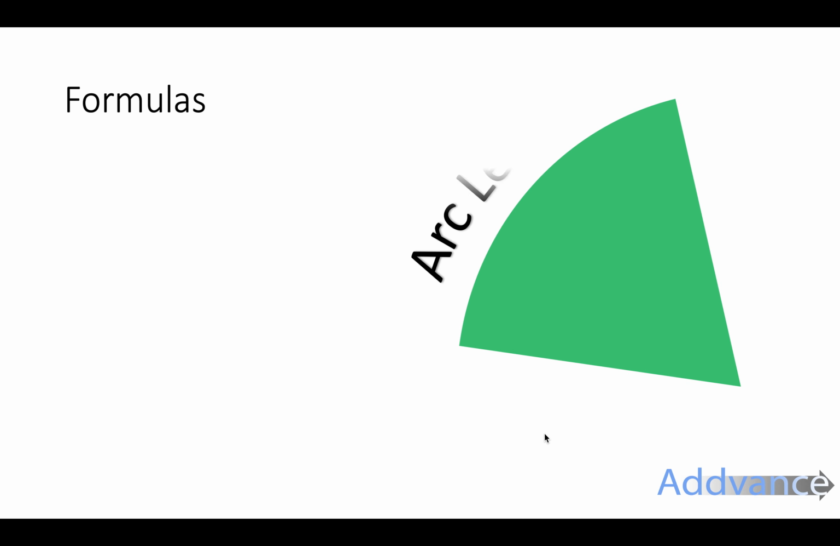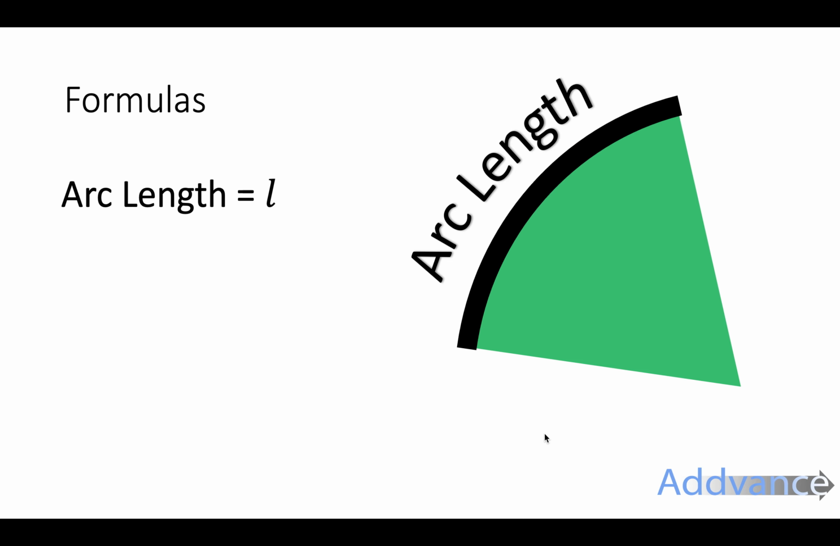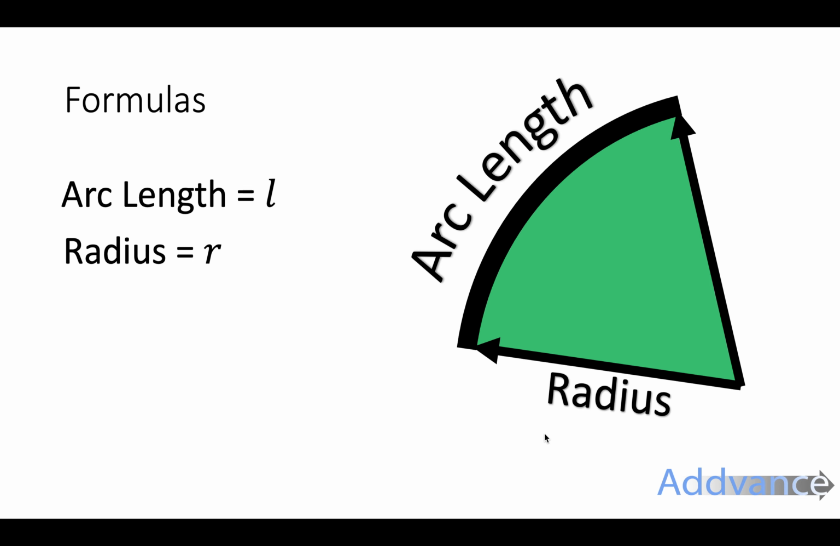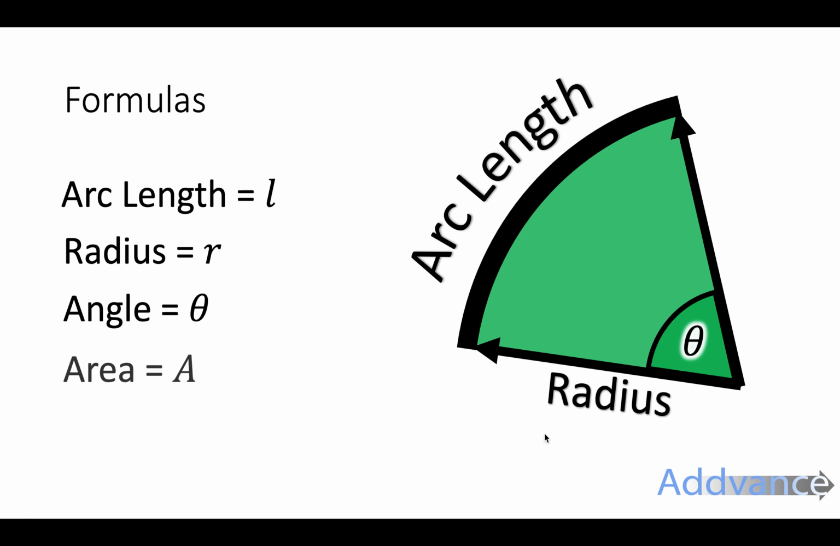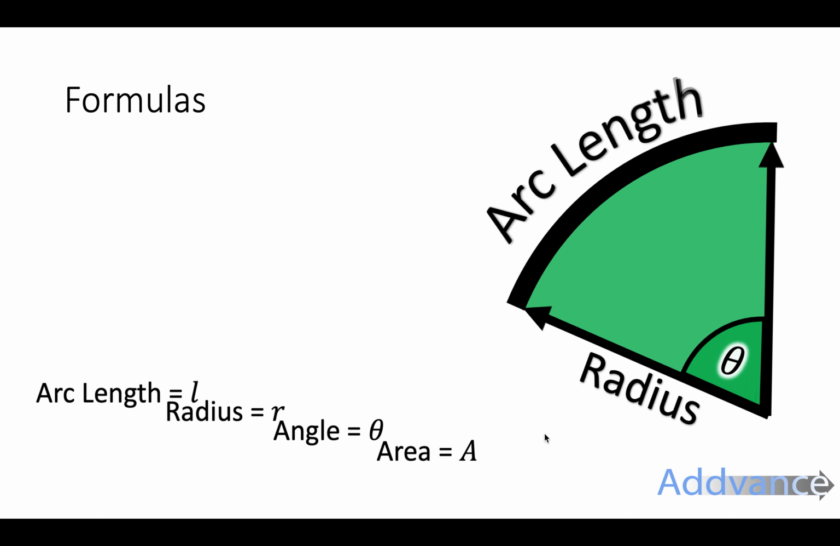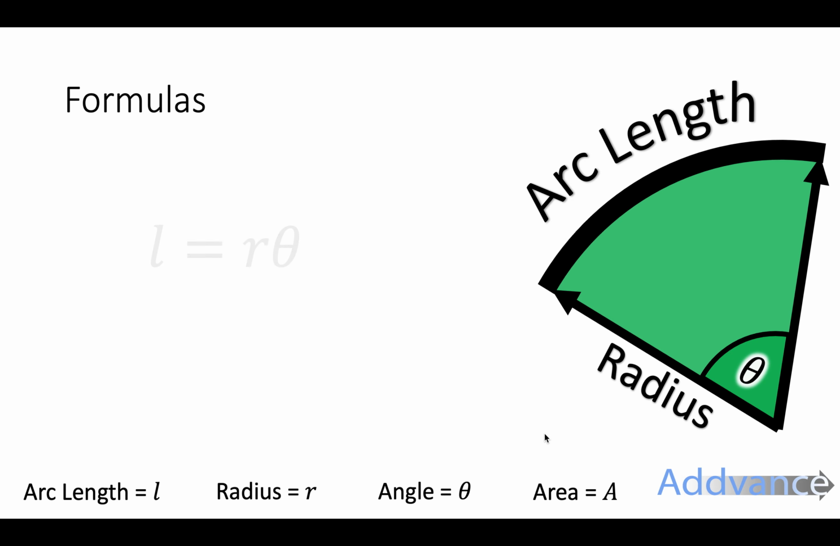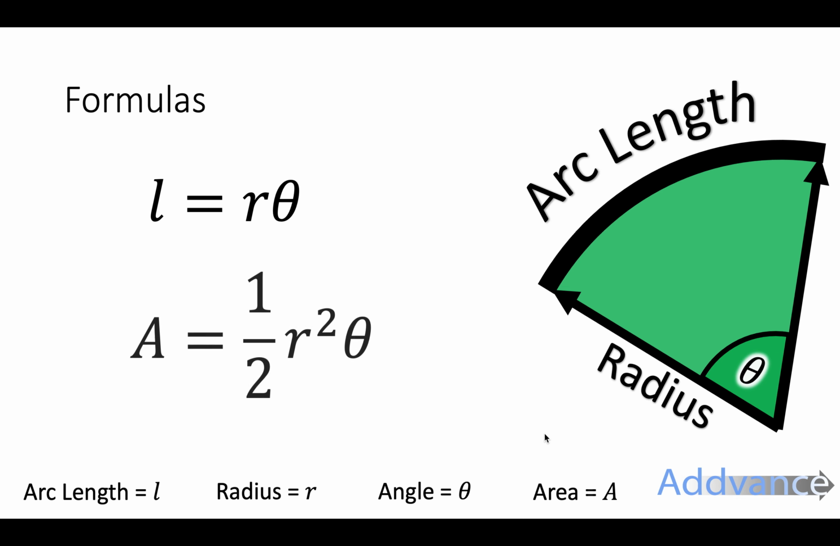When we talk about sectors, we need to know the arc length. It has the symbol L. The radius has the symbol R. The angle of the sector, or the arc, is theta. And the area is capital A, like this. And there are two formulas you need to know. L equals R theta, and A equals half R squared theta. This is the equation for the arc length, this is the equation for the area.